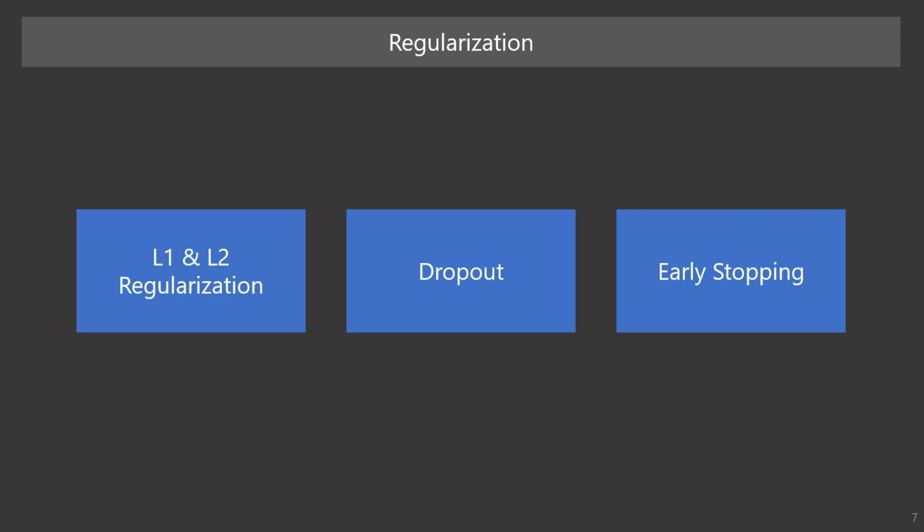Regularization is a technique we can use to avoid overfitting by preventing the model from being too complex. Specifically, regularization prevents overfitting by penalizing the complication of the model. Here, these regularization techniques will be covered: L1 and L2 regularization, dropout, and early stopping.